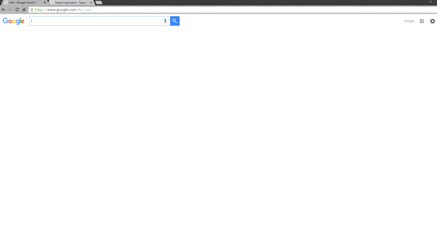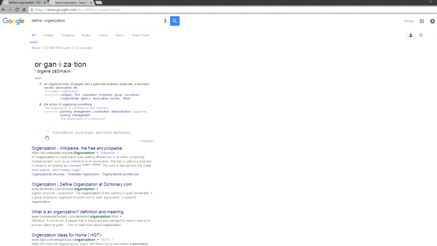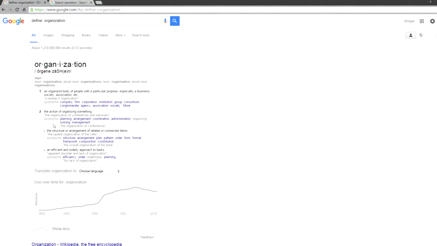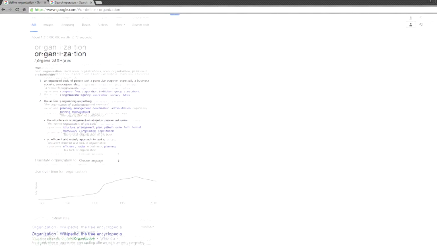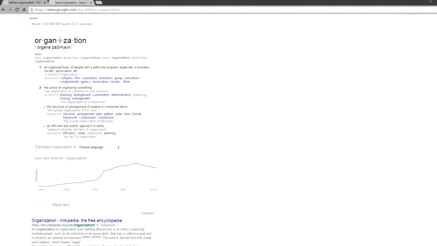searching. One is you can use it as a dictionary. Type in define and colon, and we can type in a vocabulary word, organization, and it gives us a great few different definitions, great everything you could want to know about the word, the definition and all the other extra stuff, synonyms, even its use over time.